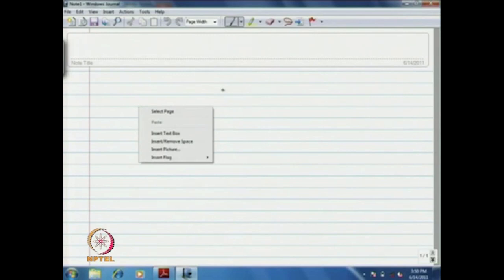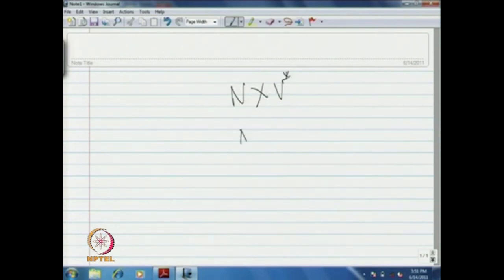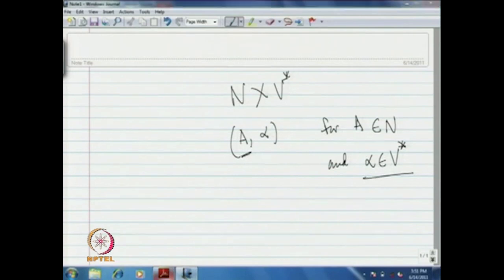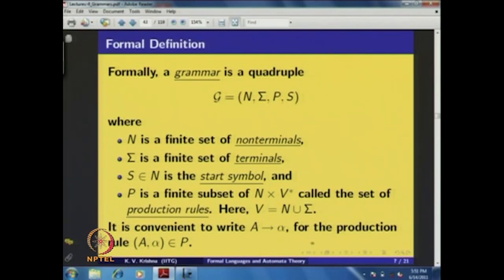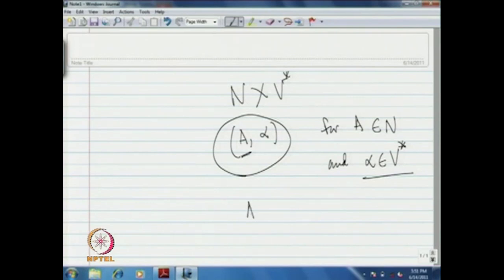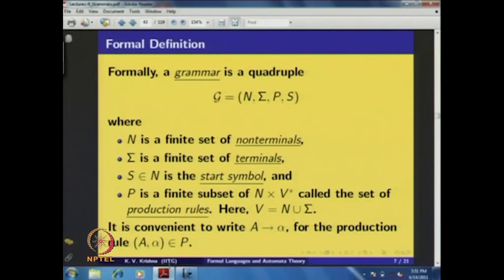Here the elements are of the form in N cross V star: a non-terminal symbol and a string of V star. That means here alpha is a string, a mix of terminals and non-terminals, and this A is a non-terminal symbol. So, the rules are essentially pairs of the form A alpha. Now, for convenience, since we are calling it a rule, we write A alpha in this way and call it A can be alpha.